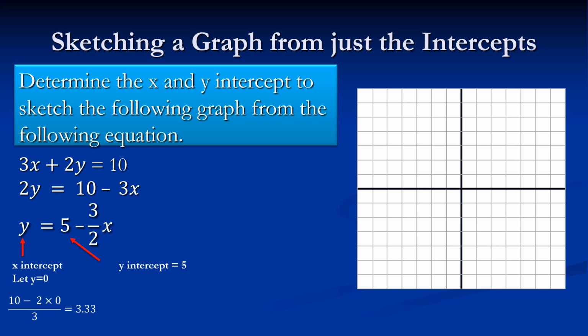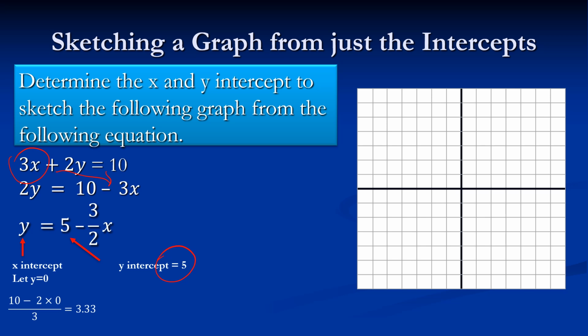So all we need to do is rearrange that algebraically. So you can see here that I've taken the 3x and I've moved it over. So I've just subtracted 3x from both sides. So 2y is now 10 take 3x. And I can divide both sides by 2, so that means y equals 10 over 2, or 5, take away 3 over 2 x. And so we can find our y-intercept of 5.